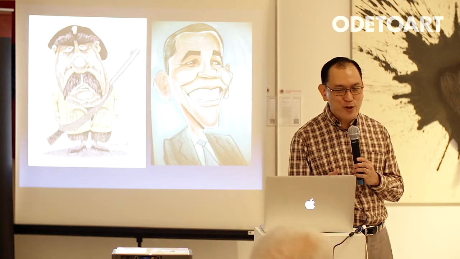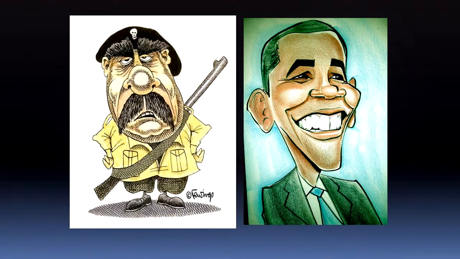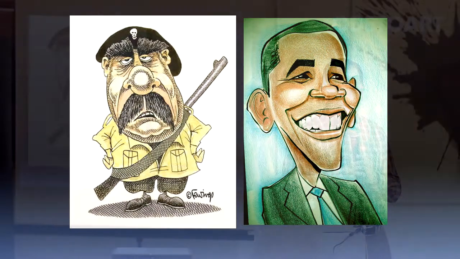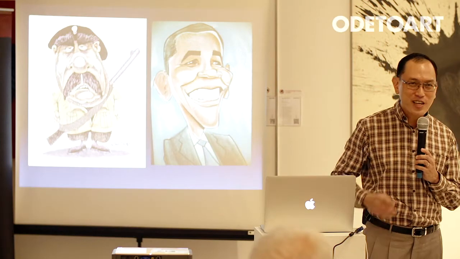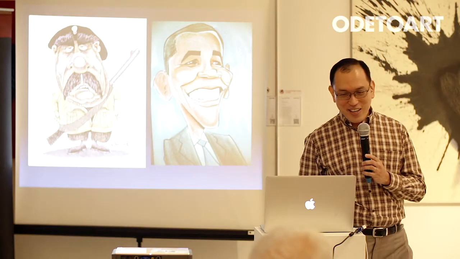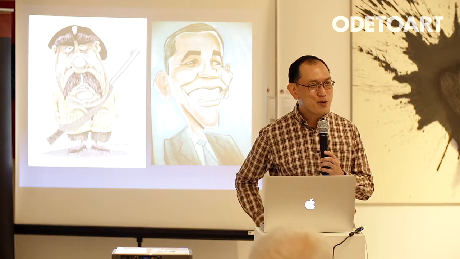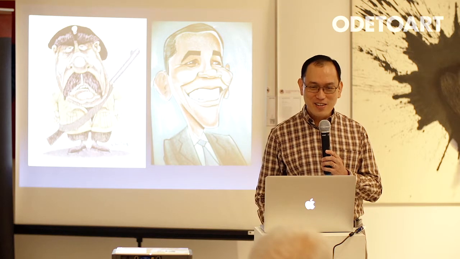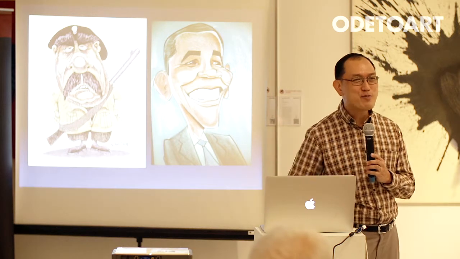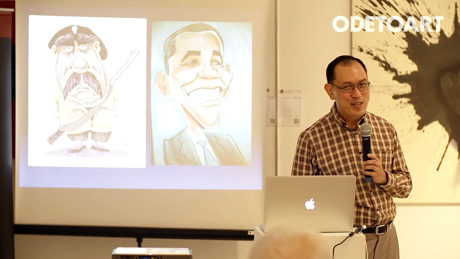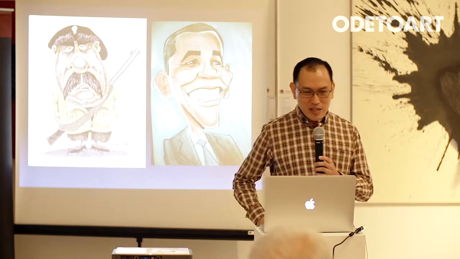Saddam Hussein. How do you know it's Saddam Hussein? His mustache. And anything else? Sorry? Oh, right, that's right. And his rather large nose. Yes, that's right. And Obama, what's the most distinctive feature of Obama? His ears and his smile. Right. Okay.